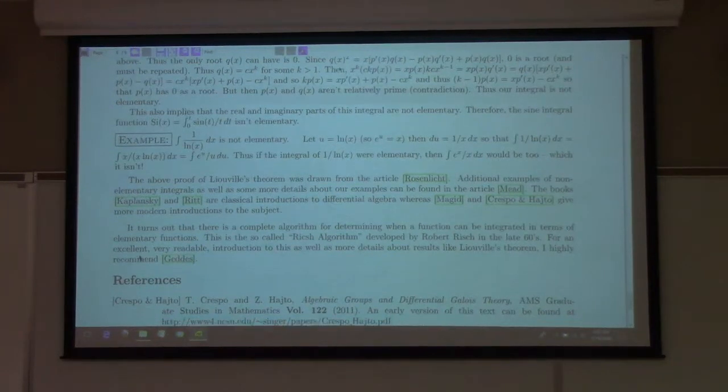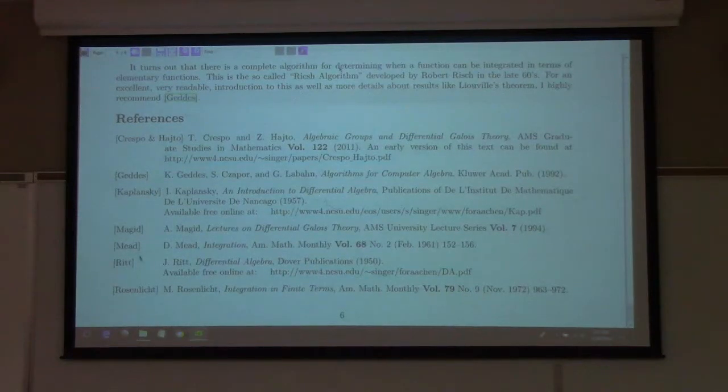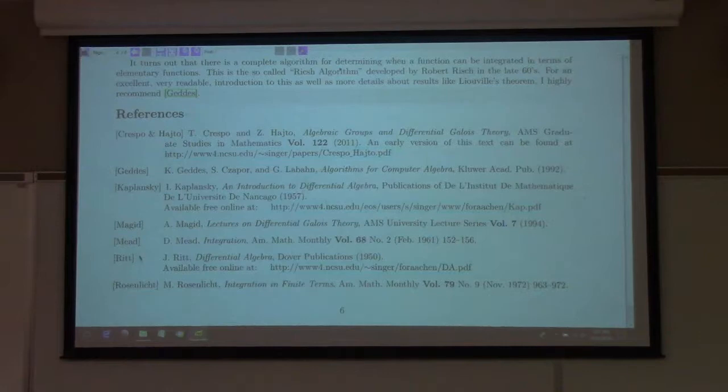I will post this PDF in all of its glory. I will even give you the TeX for it if you want, because Bill gave it to me. So there's Bill's sources for this. Kaplansky is a somewhat classic discussion of this stuff. More recent books, of course, are the top one.